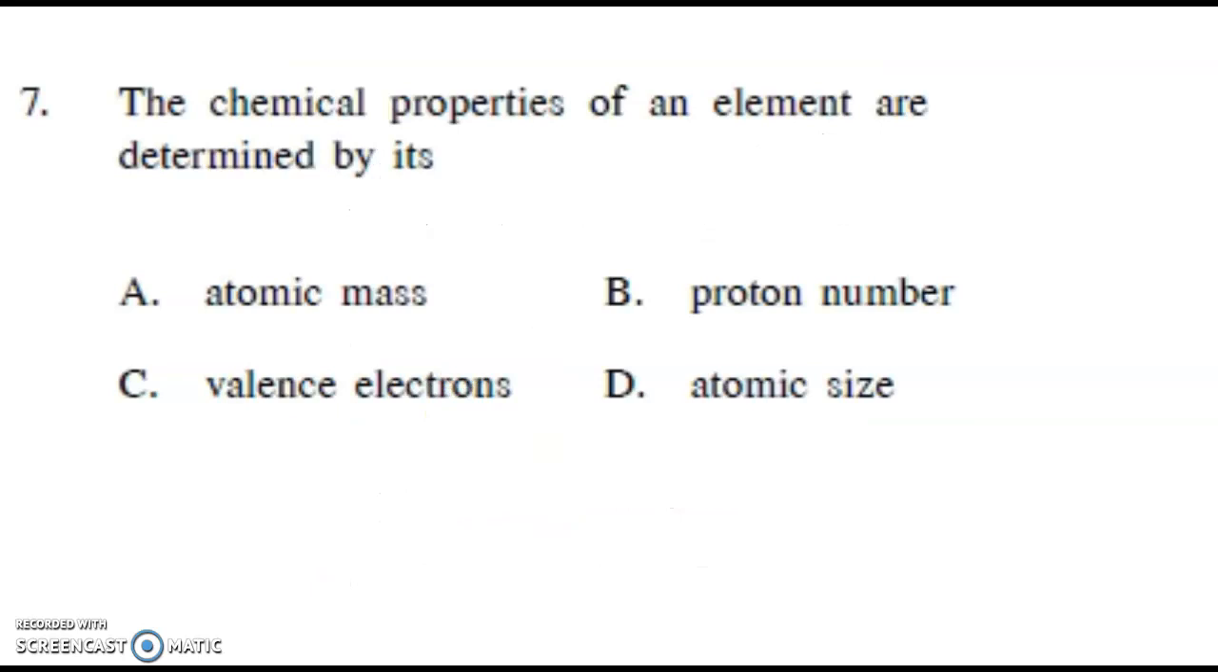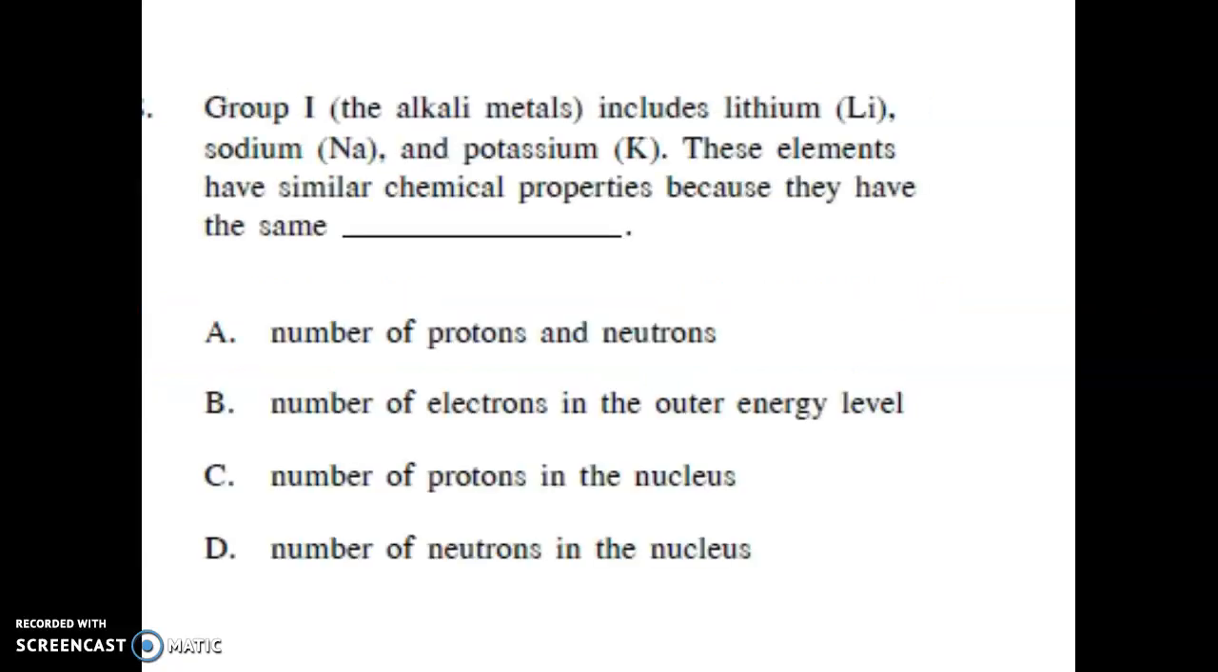Question 7. The chemical properties of an element are determined by its A. Atomic mass, B. Proton number, C. Valence electrons, or D. Atomic size. Question 8. Group 1, the alkali metals, includes lithium, sodium, and potassium. These elements have similar chemical properties because they have the same A. Number of protons and neutrons, B. Number of electrons in the outer energy level, C. Number of protons in the nucleus, or D. Number of neutrons in the nucleus.